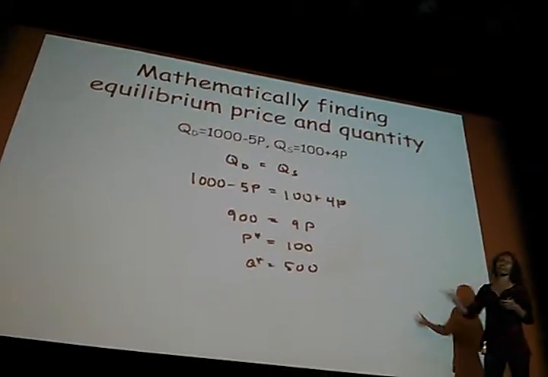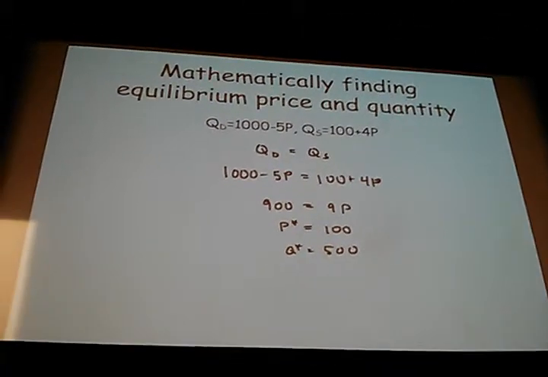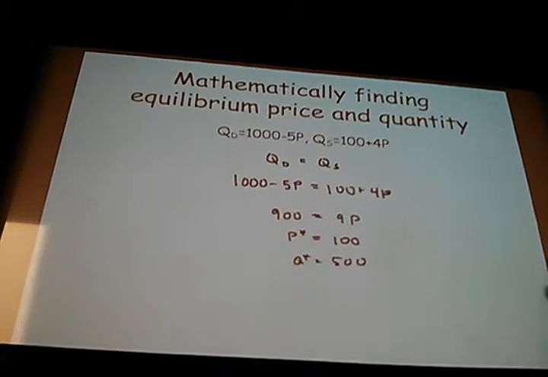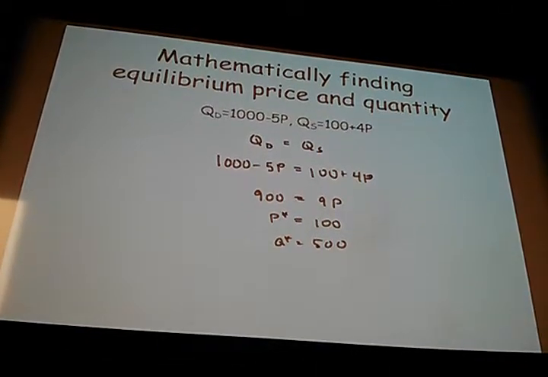Okay, so that's how you find the equilibrium price and quantity when you're given equations for the supply curve and the demand curve, as opposed to just a picture of the supply curve and demand curve. Okay, so questions about that?